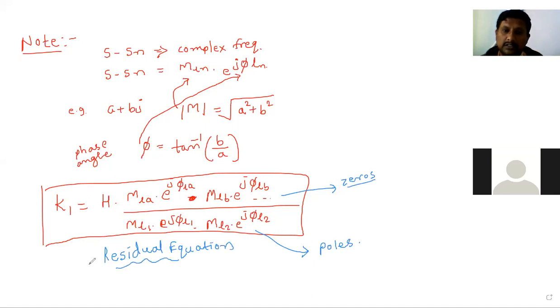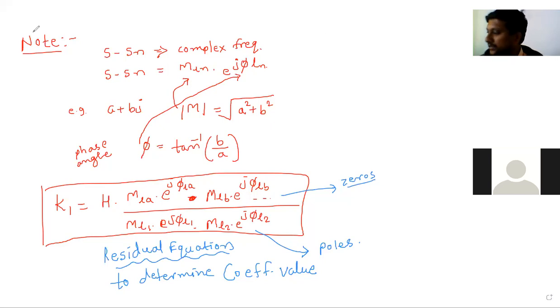This is called as the residual equation, to determine the coefficient value. It is not easy to understand right now, but when we solve the first example today, you can easily understand what this residual equation is. Okay, now next we can discuss the 6 steps that are required to find out the time domain behavior.